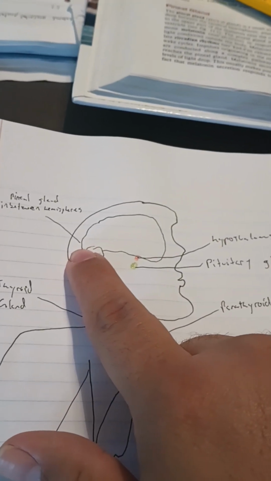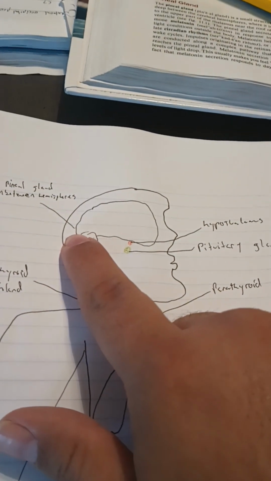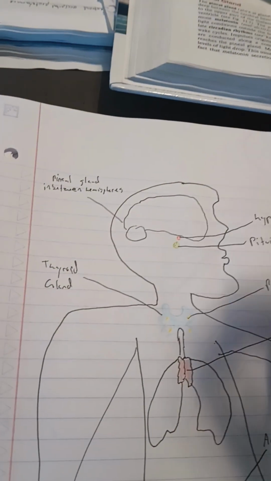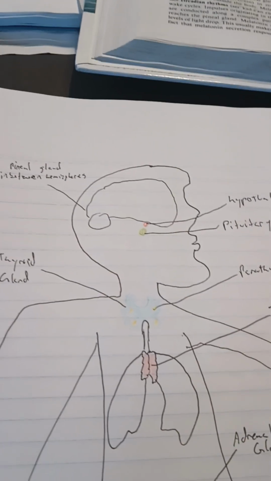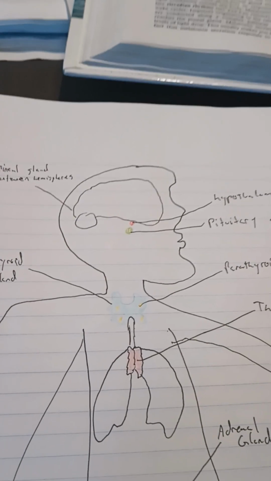Over here is the pineal gland. Don't mind that arrow, it's showing you the general direction. It is attached to the upper part of the thalamus, and it's also in between the hemispheres, so from this angle I could not show you exactly where it is anyway, but it's in there.